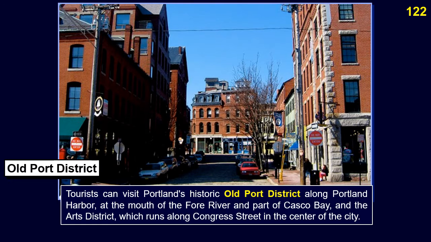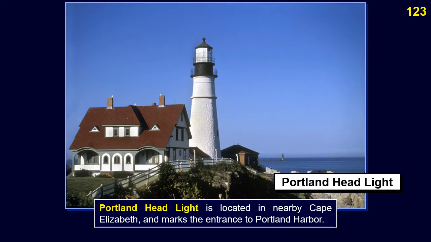Tourists can visit Portland's historic Old Port District along Portland Harbor, at the mouth of the Fore River and part of Casco Bay, and the Arts District, which runs along Congress Street in the center of the city. Portland Head Light is located in nearby Cape Elizabeth and marks the entrance to Portland Harbor.